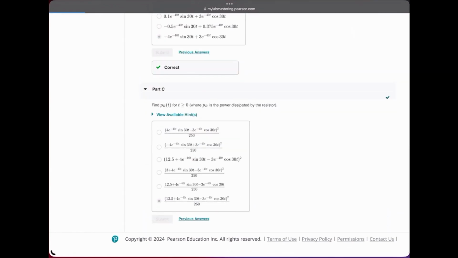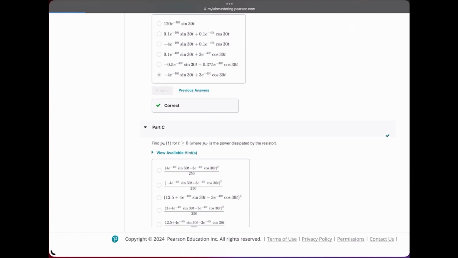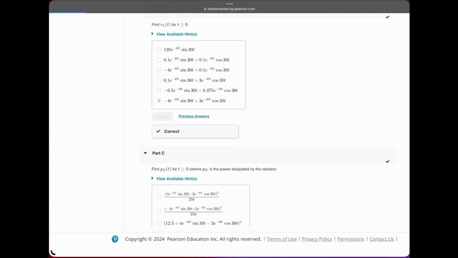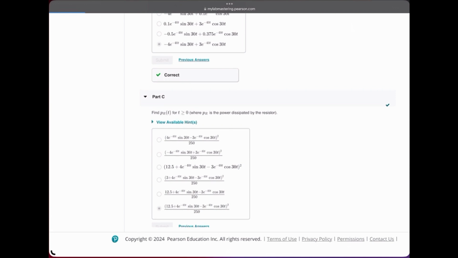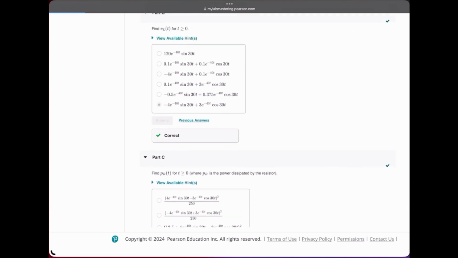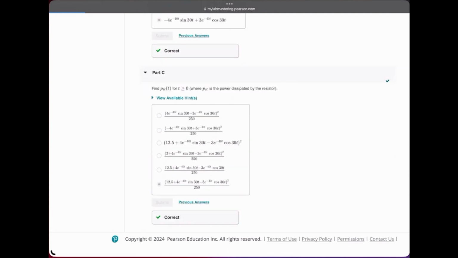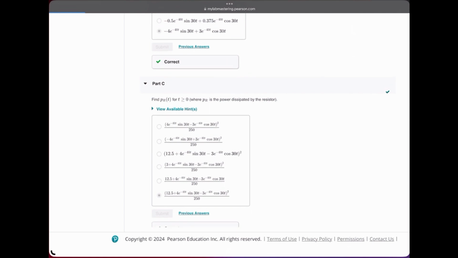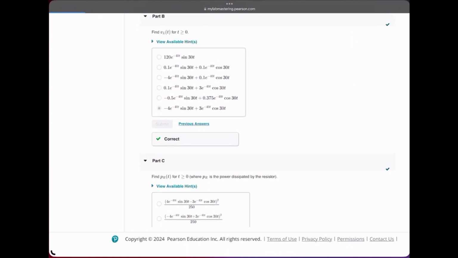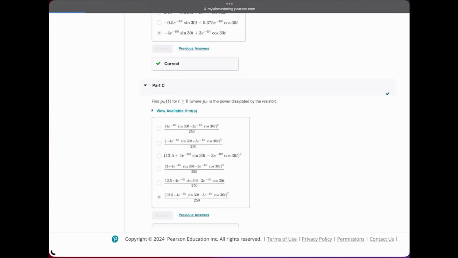And then for this, you just do that top one, or this is voltage, right? You do voltage squared divided by 250, which is your resistance. And this is power for the resistor, right? So, you need to find the voltage first, and then you need to find the voltage through the resistor.